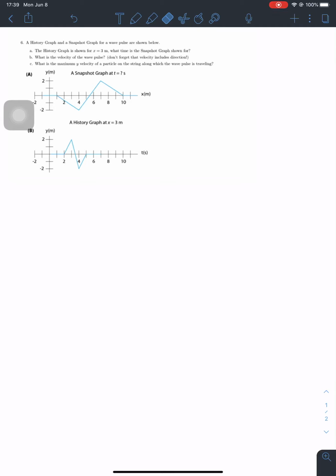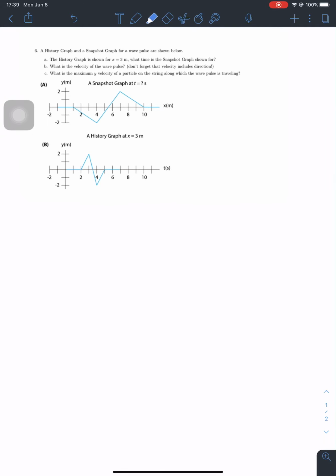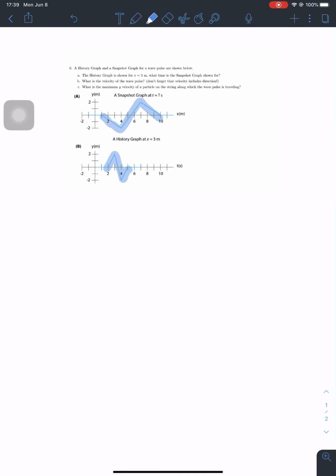Already from the graphs, we can determine a few knowns and unknowns. Just by looking at the graph, you can see that the overall shape of the wave is different for both the history graph and the snapshot graph. As you can see, the history graph looks like a reflection of the snapshot graph.